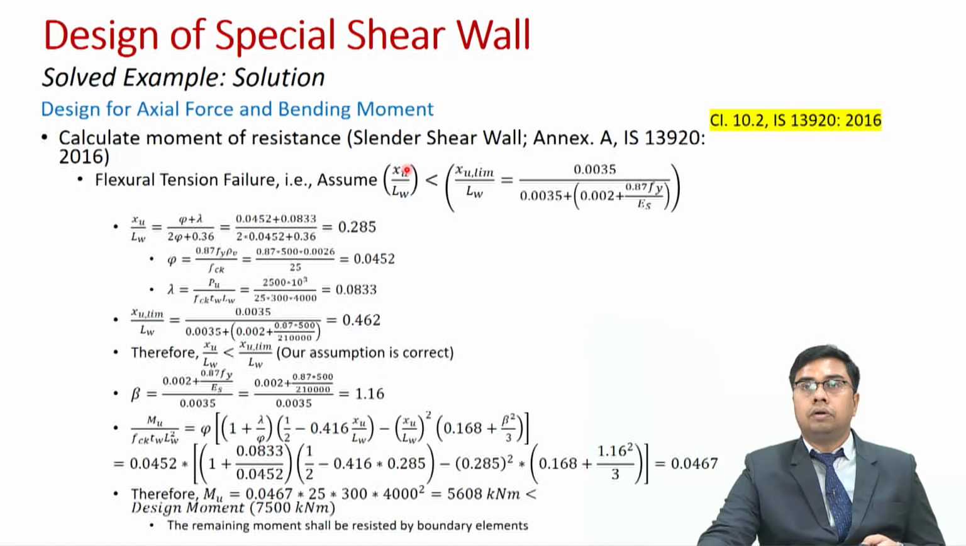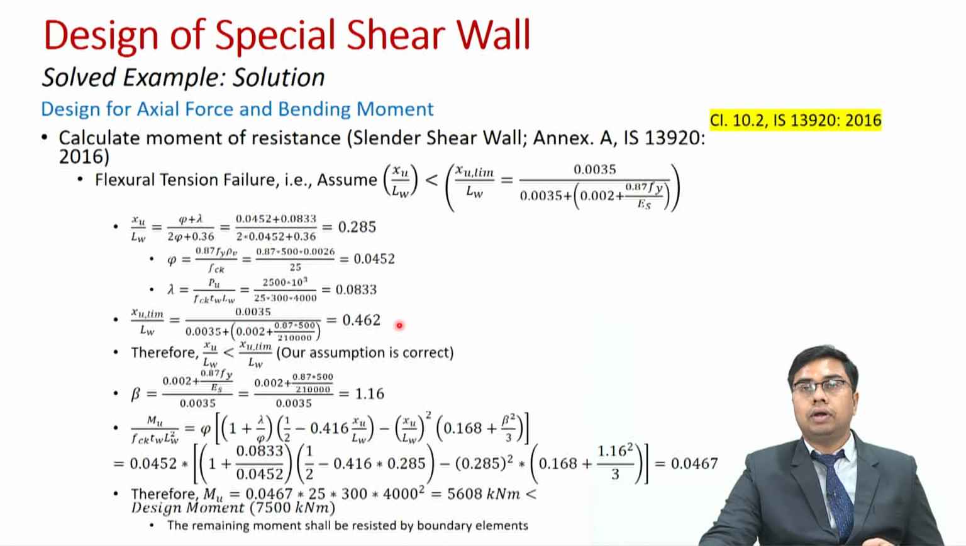So, expressing it in terms of a ratio to the length of the wall, xu by Lw, we have assumed it to be less than xu,limiting upon Lw. The expression is provided in Annexure A of IS 13920. Based on that, we have calculated these values, and upon checking we have found that this assumption is correct. I am not going into much detail of this calculation because the expressions are already available in Annexure A of IS 13920. I would recommend that you pause the video and have a look into these.